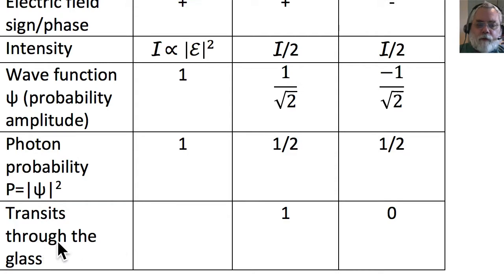Now we're going to keep track of how many transits through the glass occur in different paths. The transmission to the top path had 1 transit of the glass, and the reflection to take the bottom path had no transits of the glass. And we'll keep track of this as we get to beam splitter 2.